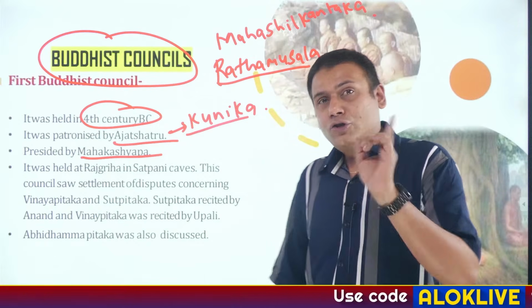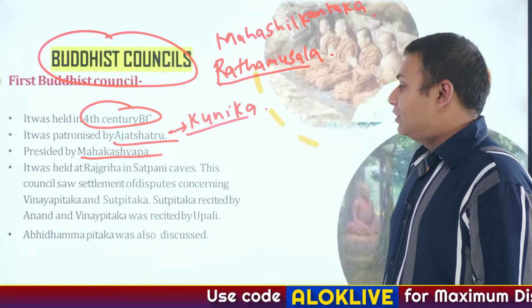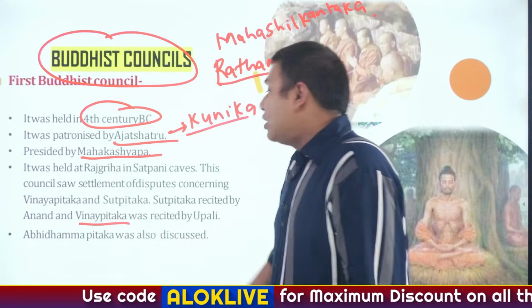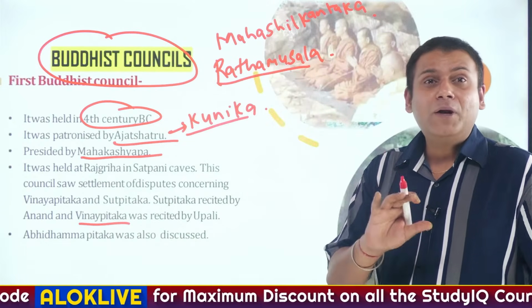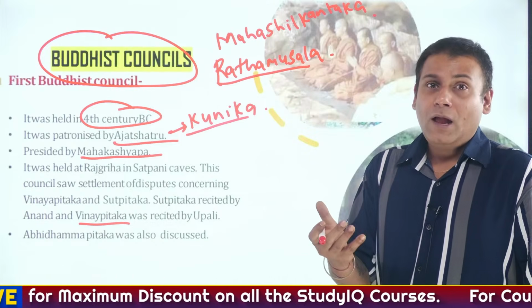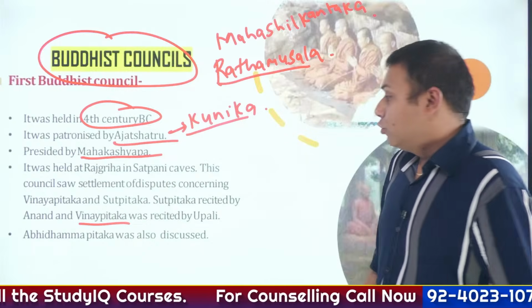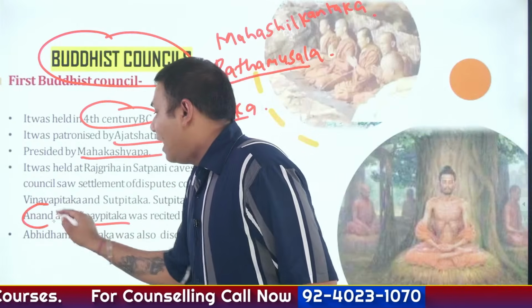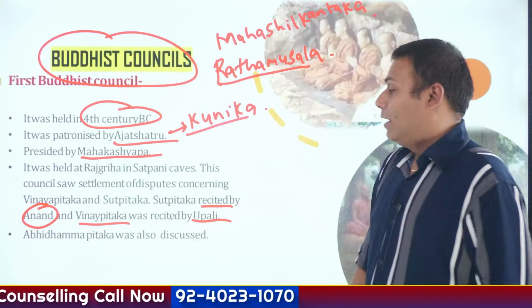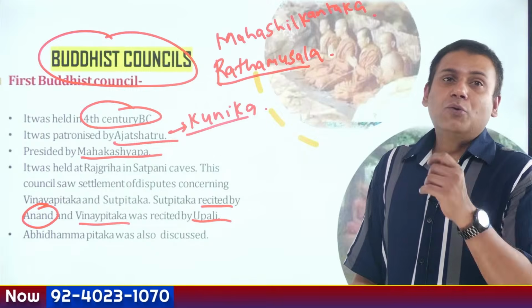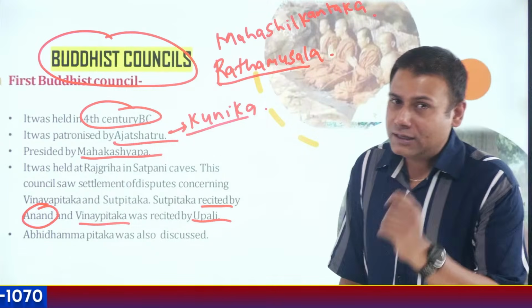Correct? So in the first Buddhist council, it is said that the disputes between Vinaya Pitaka and Sutta Pitaka were being resolved, and Abhidhamma Pitaka was discussed. Okay? So Sutta Pitaka was recited by Ananda and Vinaya Pitaka was recited by Upali. Is that clear? So this was nothing but the outcome of the first Buddhist council.